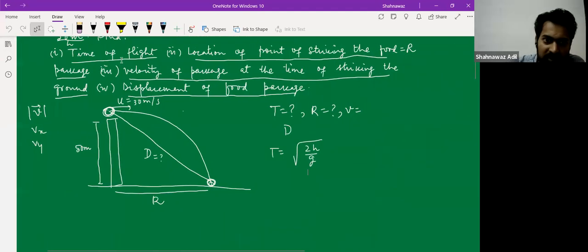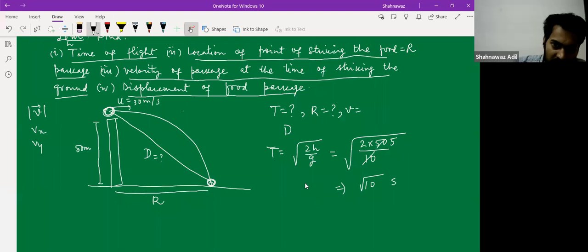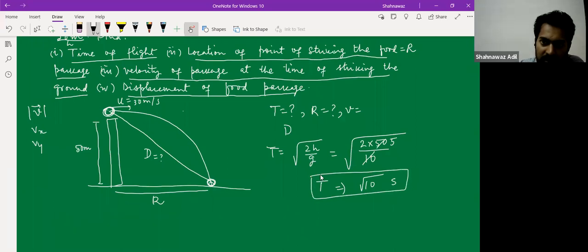So what will be the time of flight? H is what? 50, and g is what? Let's say 10. Okay, so this is 10 seconds, right? Okay. Any doubt? Abhinav, any doubt? No, sir. And what will be the range?